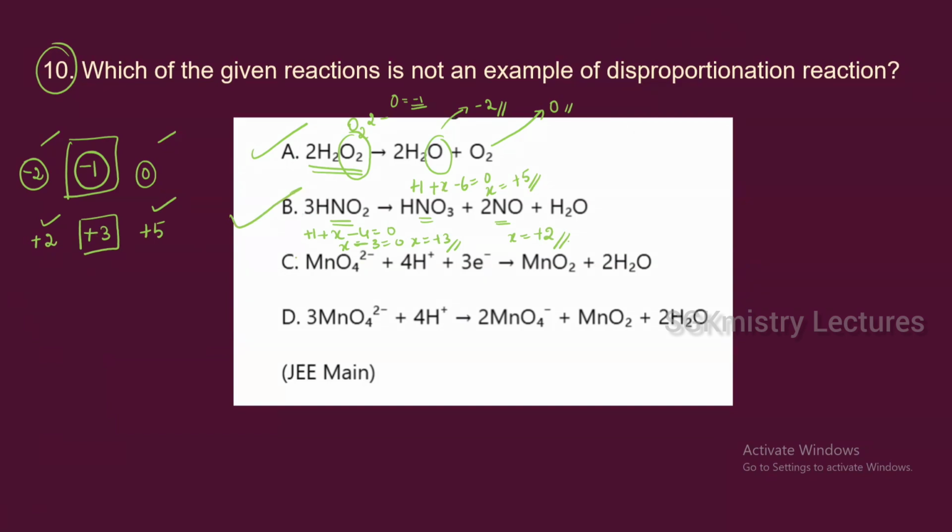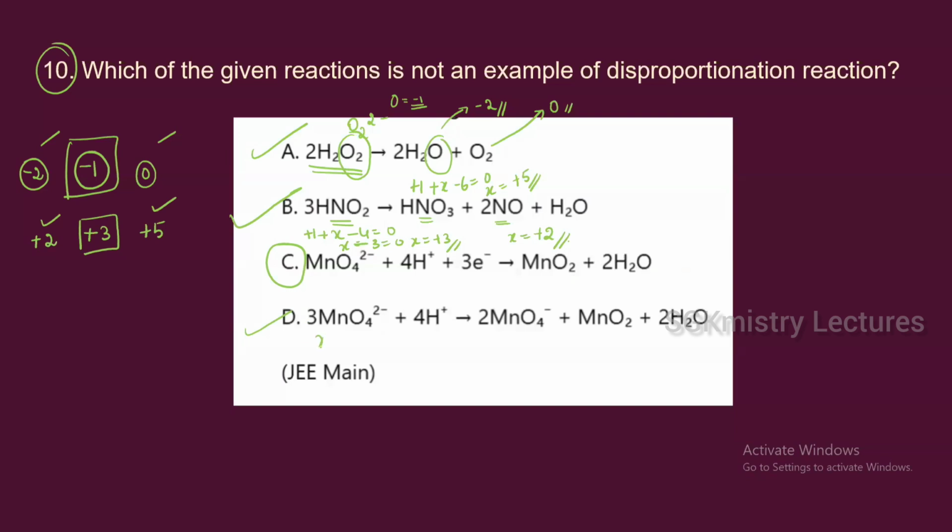Now, it is very easy to identify just by looking at the reactants. You can see that in option C, the MnO4 -2 is only forming one product with manganese in it, right? So just by looking at the reaction itself without calculating the oxidation state, you can identify which one is a disproportionation reaction. So next, coming on to option D, just for clarity.